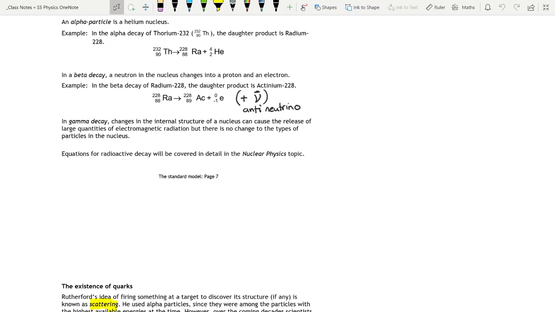And in gamma decay, it's just energy. It doesn't change the structure. It just makes it less energetic. It's just giving out some energy.